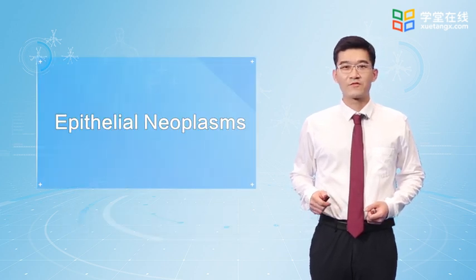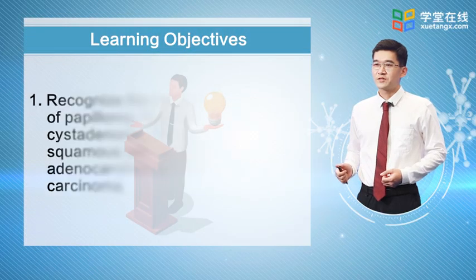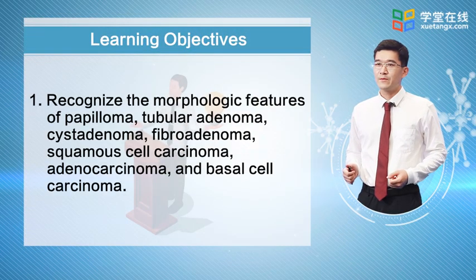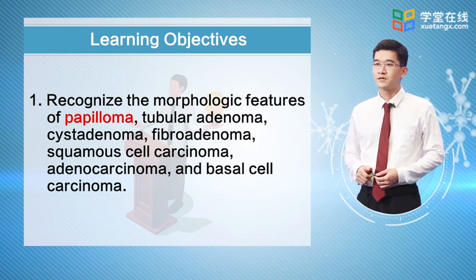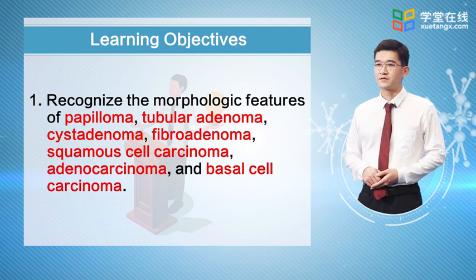Hello everyone, welcome back. In this section, I'm going to give a brief introduction of common epithelial neoplasms. After this section, students should be able to recognize the morphologic features of papilloma, tubular adenoma, cystadenoma, fibroadenoma, squamous cell carcinoma, adenocarcinoma, and basal cell carcinoma.